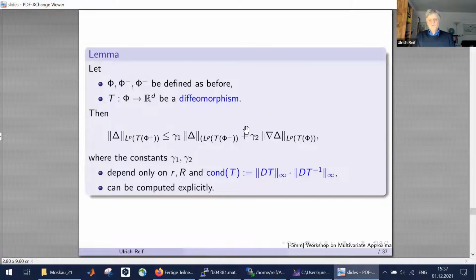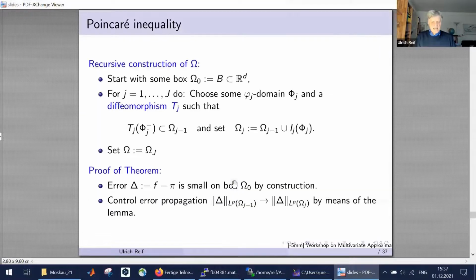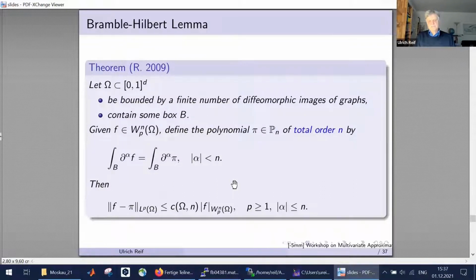And again, we use this lemma concerning error propagation, but now the constant also depends on the condition of the diffeomorphism, which is simply the maximal norm of Jacobians times the maximal norm of the inverse Jacobians. So this ends the picture, but again, in this situation, the constant can be computed explicitly. Okay, the proof proceeds exactly in the same directions.